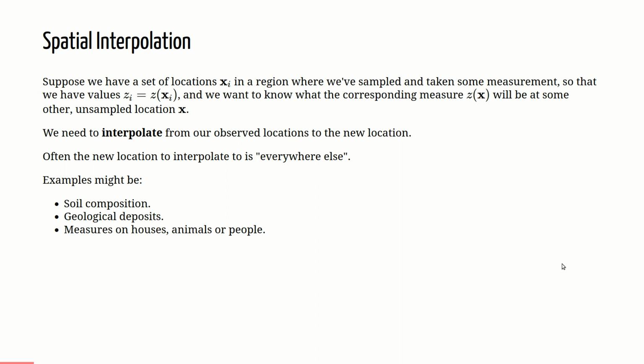Geological deposits is another one. Measures on anything that is located in a particular position, so houses, animals, people, and so on, is a useful thing to do as well, right? You only sample a few people in some locations, and now you want to, whatever the characteristic that you measure on those people is, infer that in places that you haven't sampled.